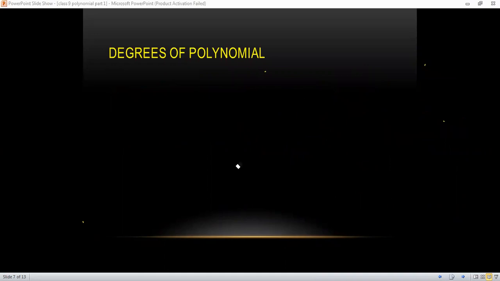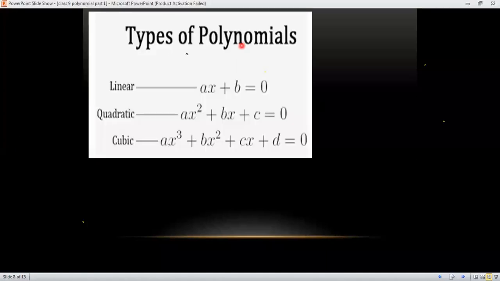Let's move to the next topic. Types of polynomial: linear, when ax plus b is equal to 0. Quadratic, when ax square plus bx plus c is equal to 0. Cubic, ax cube plus bx square plus cx plus d is equal to 0.